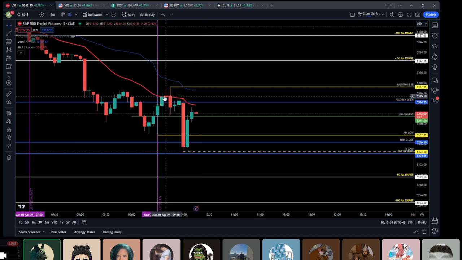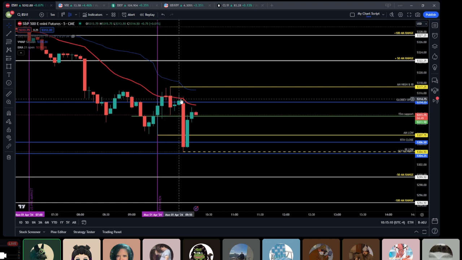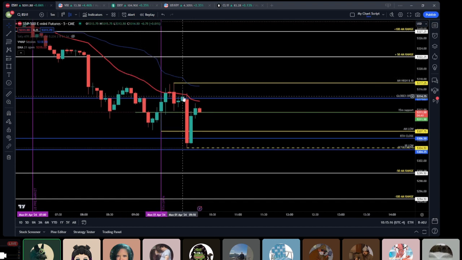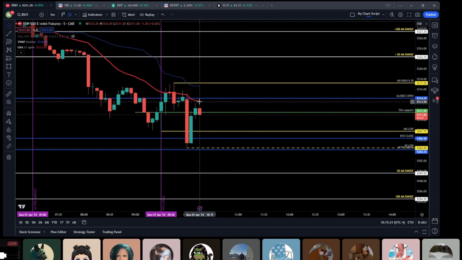As we see right here, price came up to the 21, wicked above it, but could not stay above it. So right now, if we want to be bullish, we need to be over this line. We're still over this 15-minute support, but we're barely over it. So if you want to be bullish for the day, you need the 21 EMA, Globex open, VWAP, and the AM highs. That's all sitting above us.